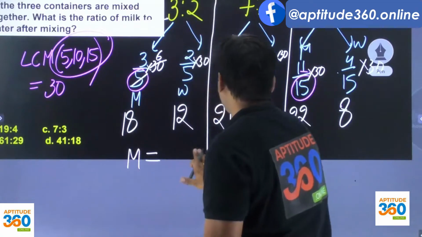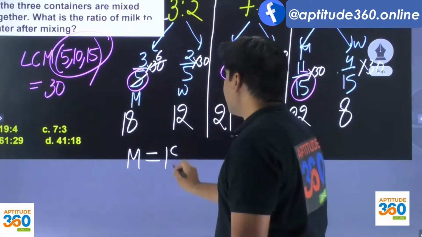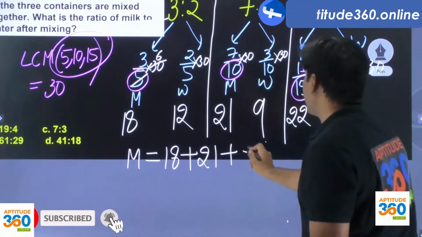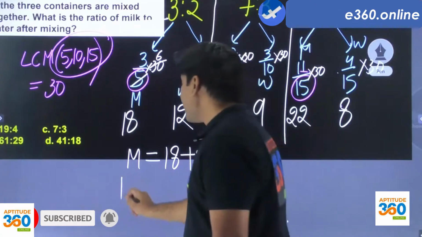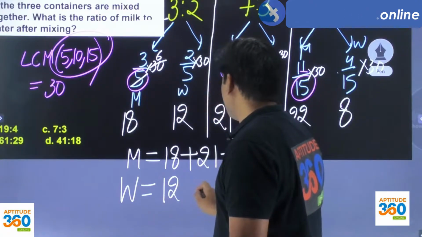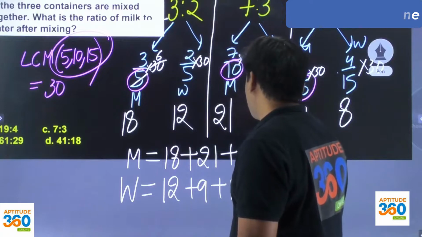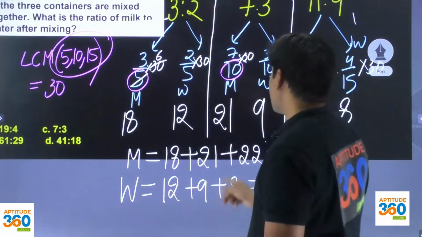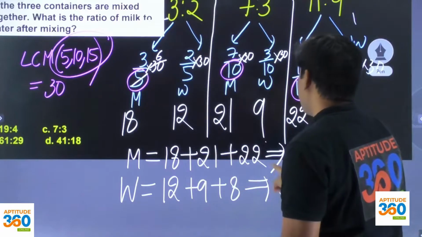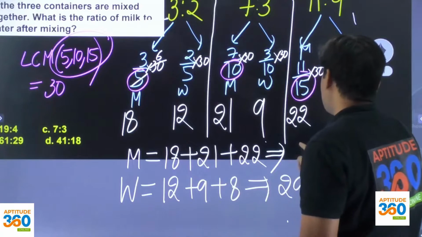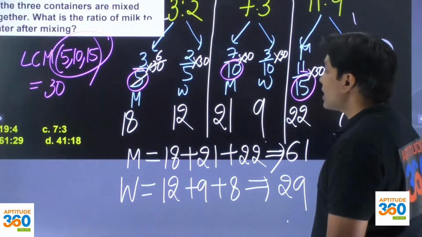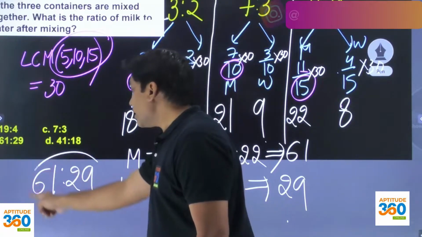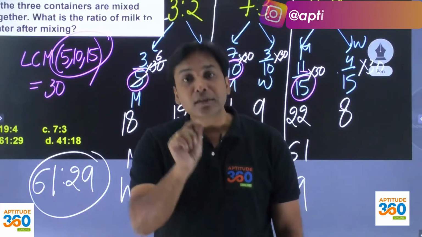The total milk here is 18 liters in the first container, 21 liters in the second container, and 22 liters in the third container. Whereas water in the first container is 12 and then 9 and then 8. If you simplify, what are you going to get? 61. And over here this is going to be how much? 29. So 61 is to 29 is going to be the ratio of milk to water.